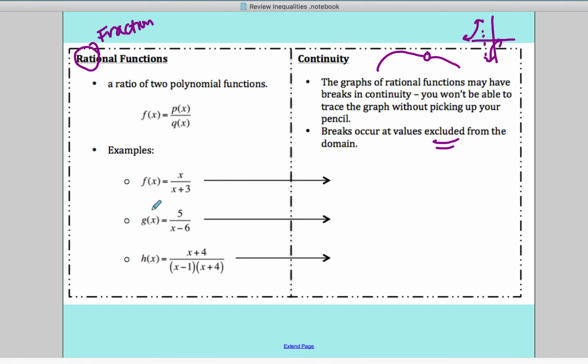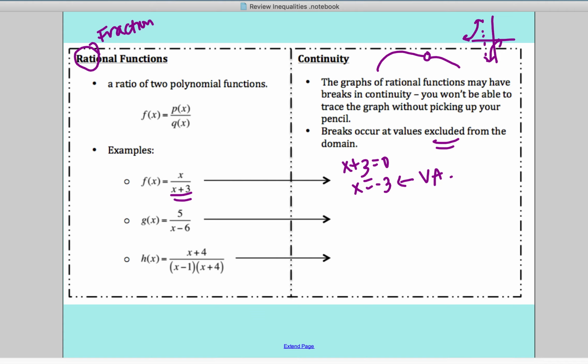So here's some examples. Here is a rational function. I know it's rational, there's an x in the bottom. Where would there be an error in the domain? It's whenever your denominator equals 0, because you can't divide by 0. So I have x plus 3 equals 0, so x equals -3. If I were to plug in -3, I would get 0 in my denominator, which is a domain error. So what is happening here is what we call a vertical asymptote at x equals -3.